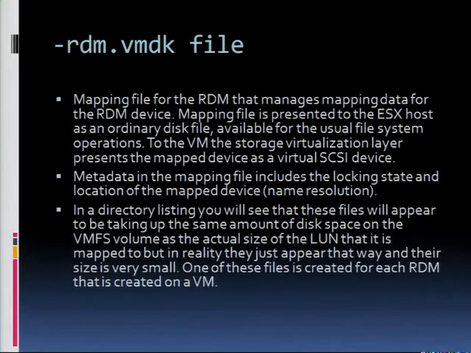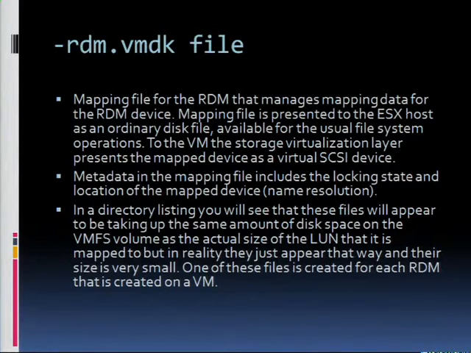Here's the RDM VMDK file. This is a mapping file for the RDM that manages mapping data for the RDM devices. What an RDM is, a raw device mapping, where you're actually assigning maybe a LUN on your SAN directly to a VM instead of creating a virtual disk for it.